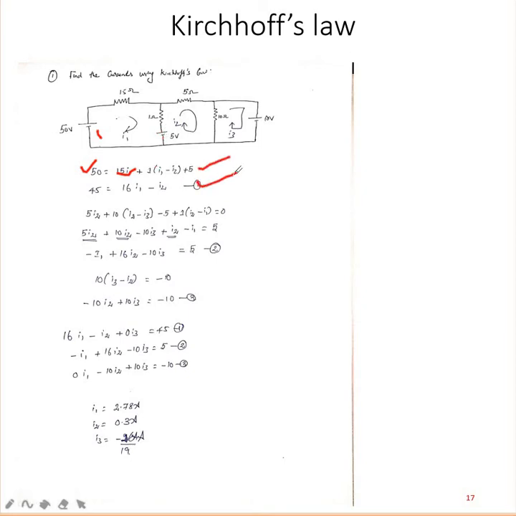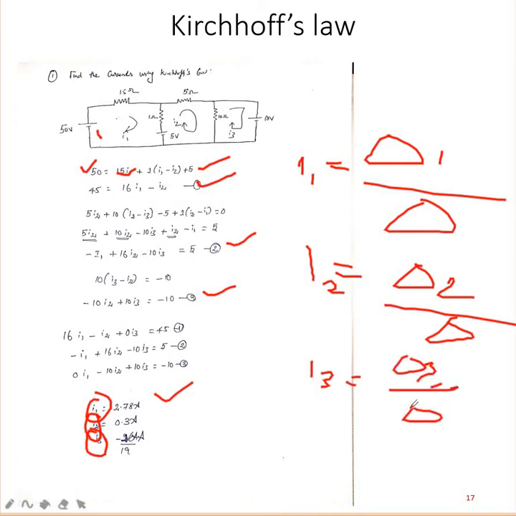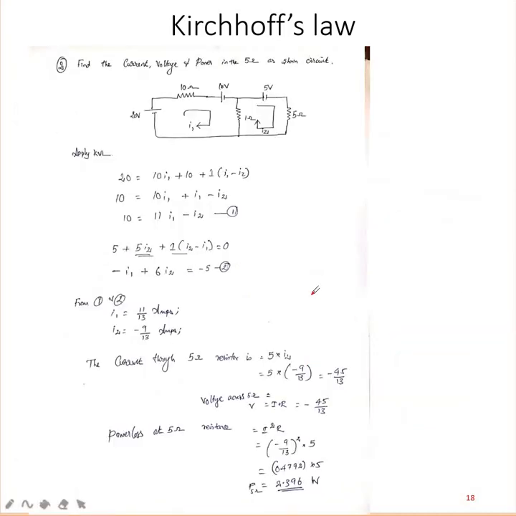Like this, you can create loop 1, loop 2, loop 3 and use the calculator directly to find I1, I2 and I3. Otherwise, use the theoretical method: I1 is equal to delta 1 divided by delta, I2 is equal to delta 2 divided by delta, similarly I3 is equal to delta 3 divided by delta. Okay, so that is the method you will do.